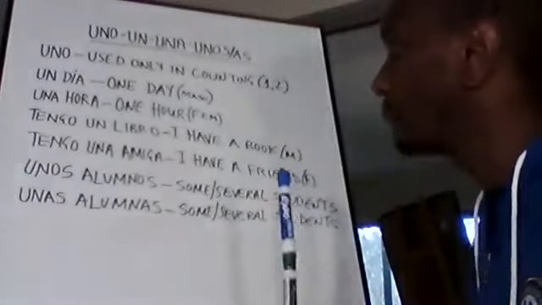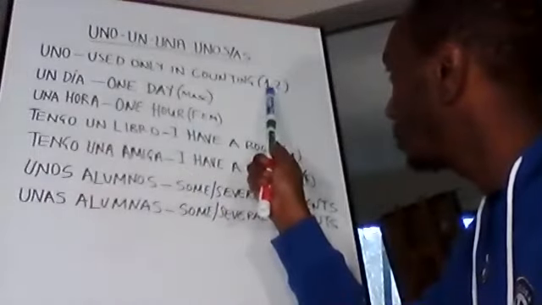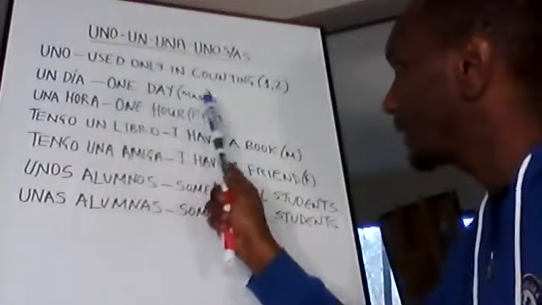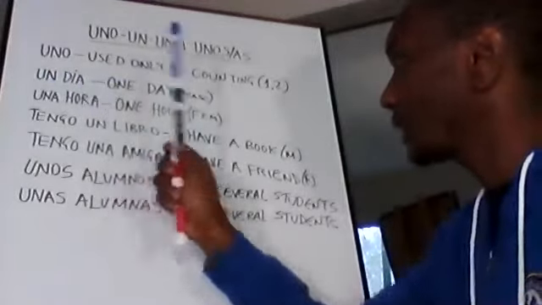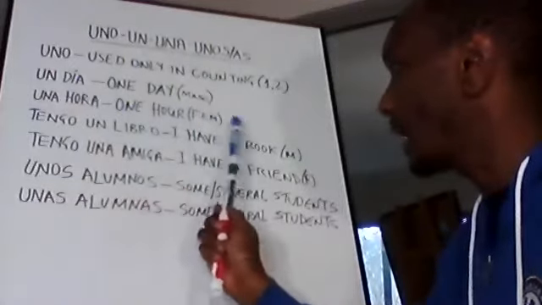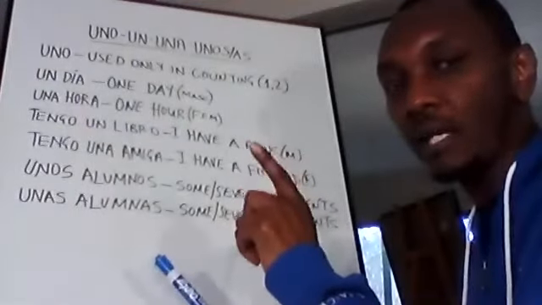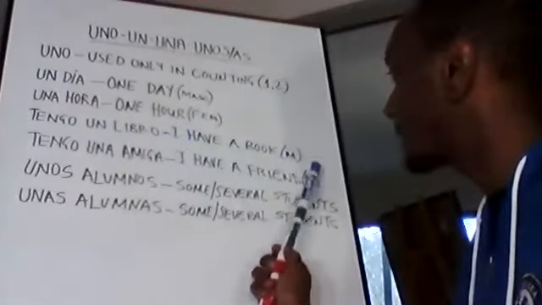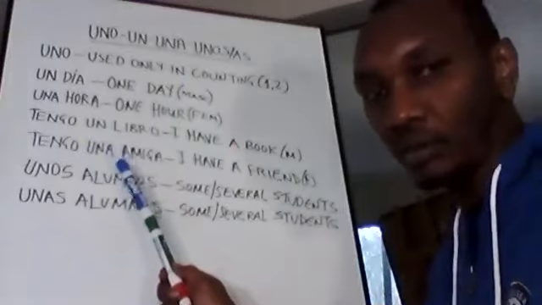So let's recap again from the top. Uno is only used for counting, and it specifically means one, as in number one. That's why we say, I put one there. So uno is used only in counting. Un día, one day, masculine. So this is the application of un to mean one, where, again, the subject is masculine. Application of una to mean one, where the application is feminine. We have una hora, 1 hour. Tengo un libro. This is the use of un just to describe an object or an article. So tengo un libro, I have a book. Likewise, we have the use of una to describe a specific article, a specific item.